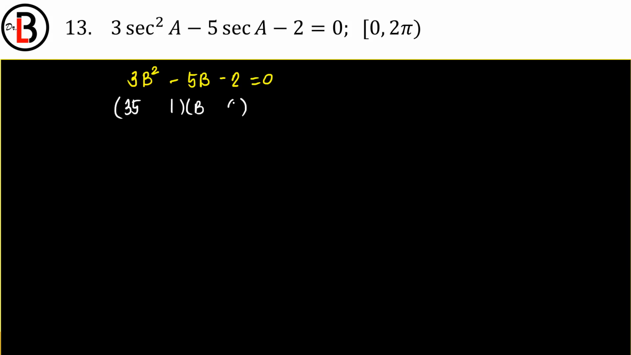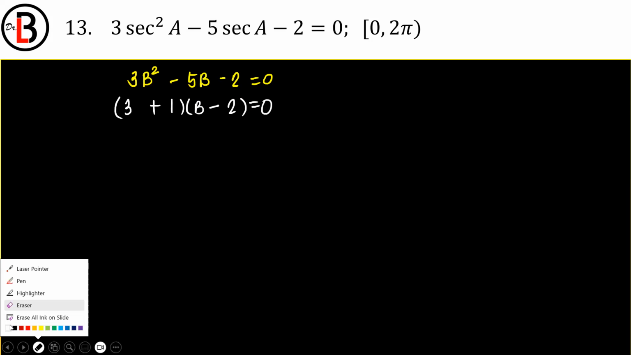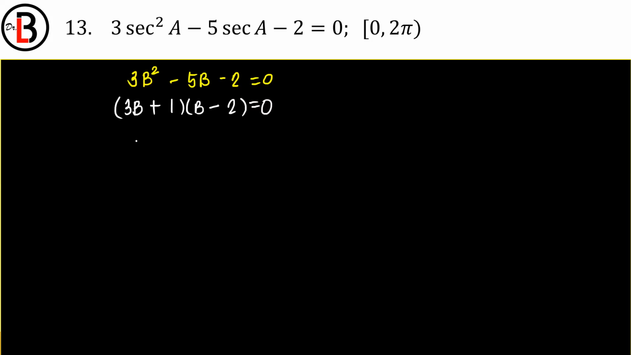This one has to be 1. This one has to be 2. So that's minus. This is plus. So 3b squared minus 6 plus 1 is minus 5, and then minus 2. It's correct now. Therefore, B is either negative one third or 2. But what is B? Secant A is negative one third.